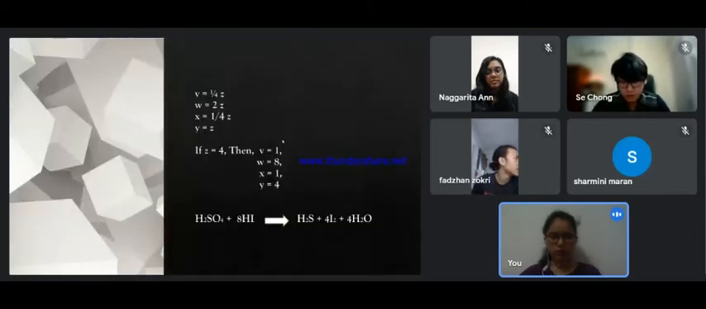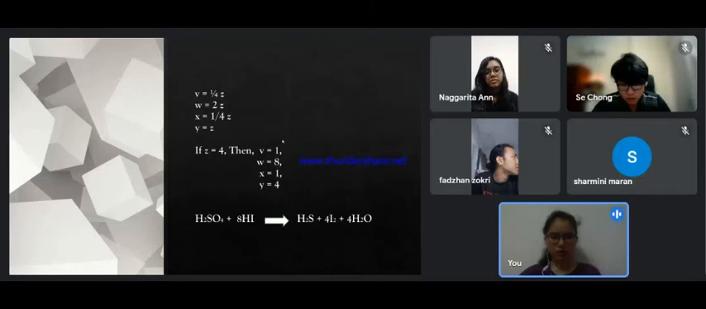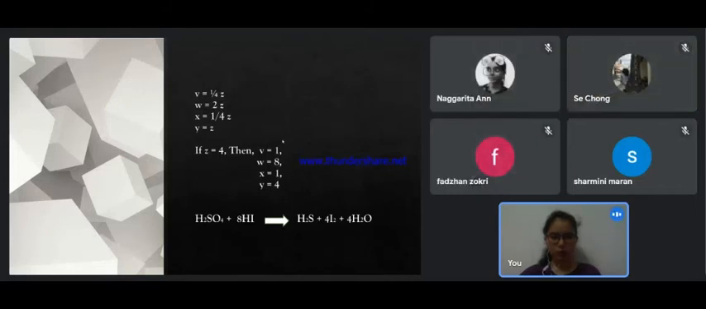In conclusion, we get v equal 1/4 z, w equal to z, x equal 1/4 z, y equal z. If z equal 4, then we get v equal 1, w equal 8, x equal 1, y equal 4. So in conclusion, the chemical reaction will be H2SO4 plus 8HI equal to H2S plus 4I2 plus 4H2O.